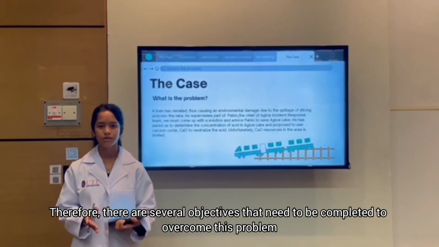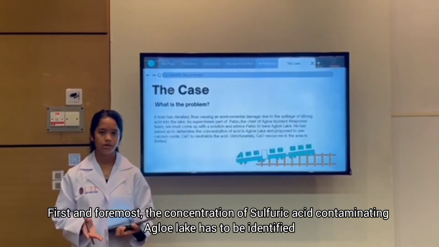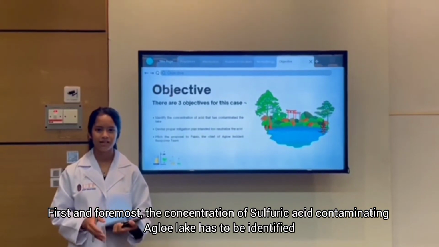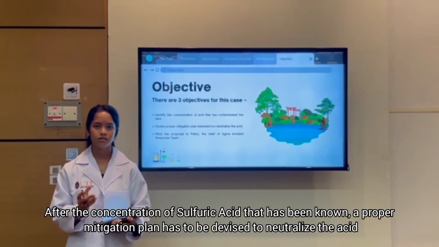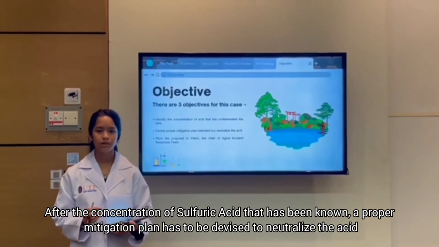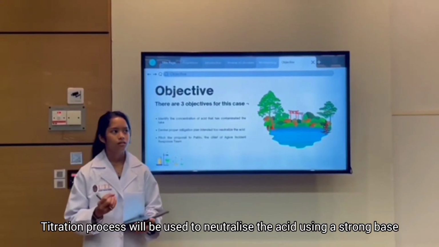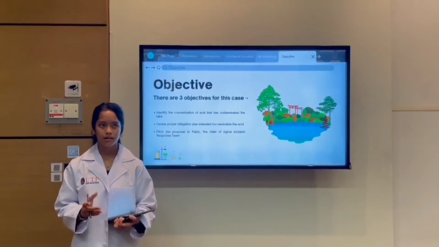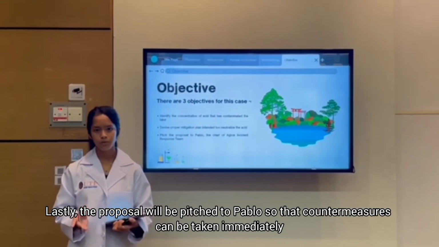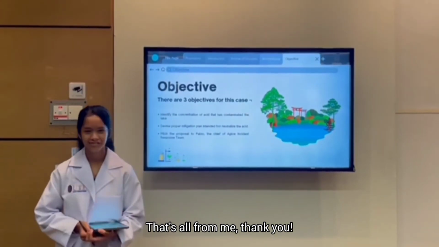Therefore, there are several objectives that need to be completed to overcome this problem. First and foremost, the concentration of sulfuric acid contaminating Aglo Lake has to be identified. After the concentration of acid is known, a proper mitigation plan has to be devised to neutralize the acid. The titration process will be used to neutralize the acid using a strong base. Lastly, the proposal will be pitched to Pablo so that countermeasures can be taken immediately. That's all from me. Thank you.